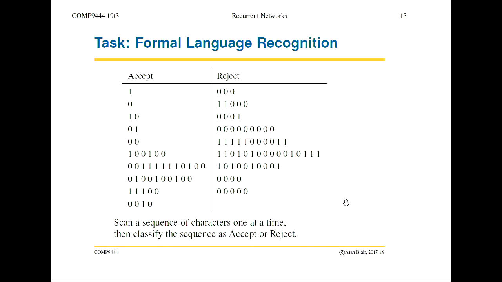Now this one is slightly more involved. Can anyone come up with a rule that distinguishes these two classes, accept and reject? Three zeros, very good. If the sequence contains three consecutive zeros, we reject it, and otherwise we accept it.